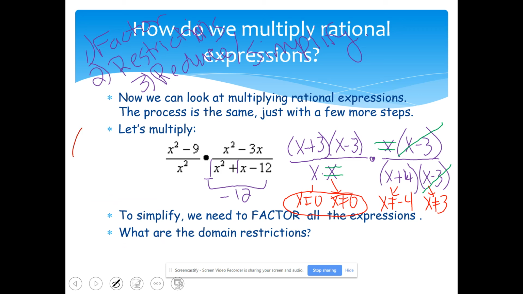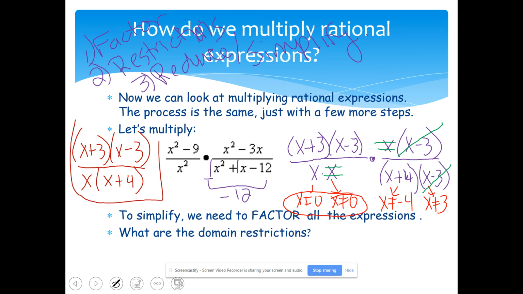So we can write what's left. On the top, if I look at the whole top, I'm left with an x plus 3 and an x minus 3. On the bottom, we have an x and an x plus 4. Now, if you want to, you can multiply all this back out, but we don't need to do that. We can leave that right like this, as our final answer, noting our restrictions at 0, -4, and 3.